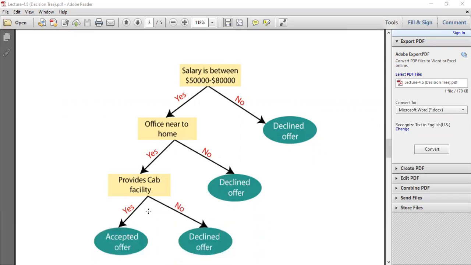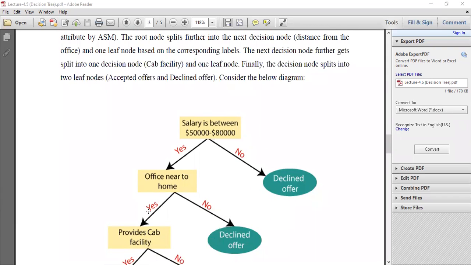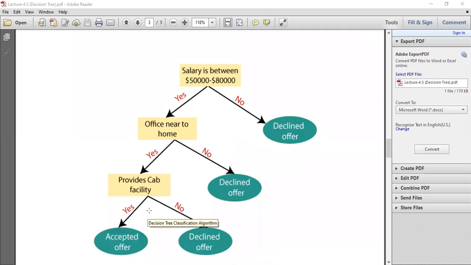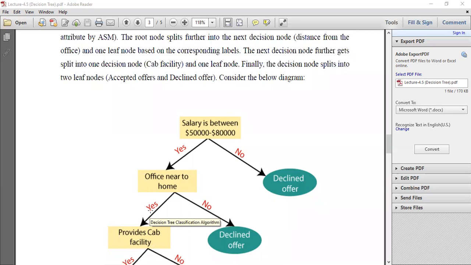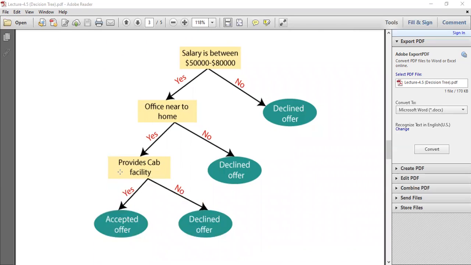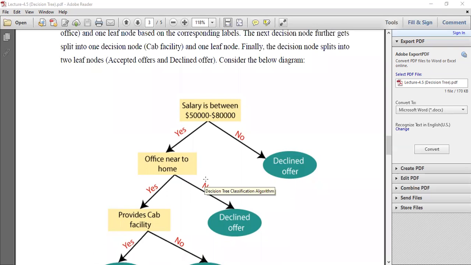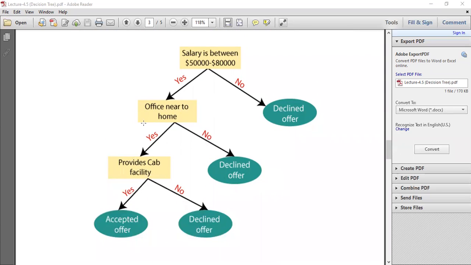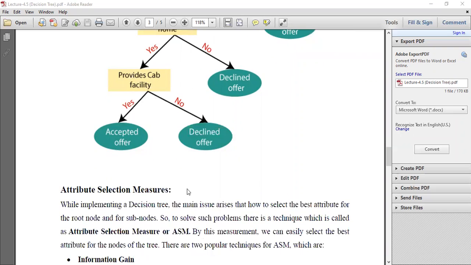Then again split into the decision node. Then if cab facility, yes or no, the accepted offer or declined offer. So finally, decision node splits into two leaf nodes, accepted offer and declined offer. So this is the diagram of decision tree, an example of decision tree.